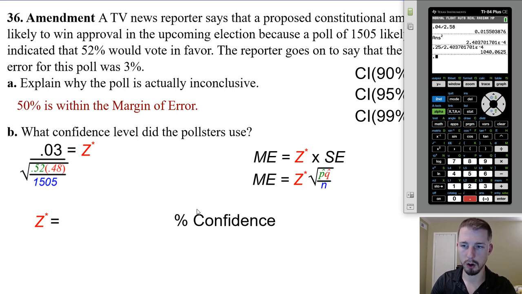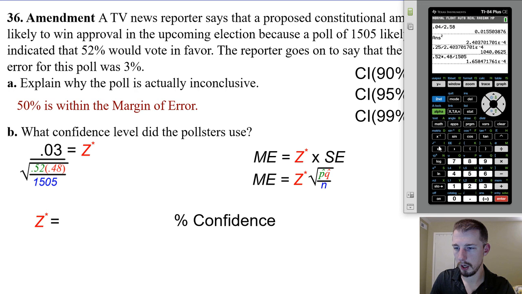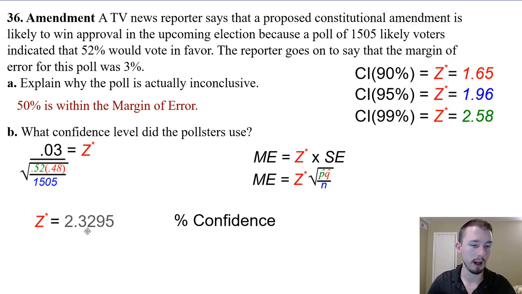I'm going to do the standard deviation first. So that value times 0.48, all divided by 1505, and then I'm going to take the square root of it, so caret 0.5. Okay, and then I'm going to do 0.03 divided by the previous answer. And that's going to give me 2.3295. So basically that was our critical value here.